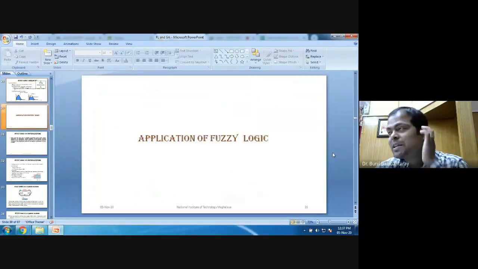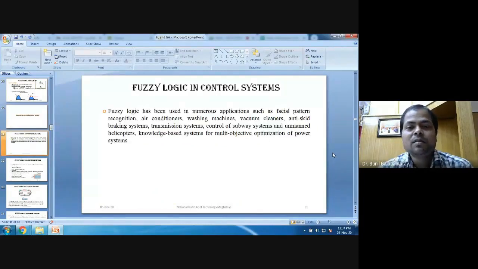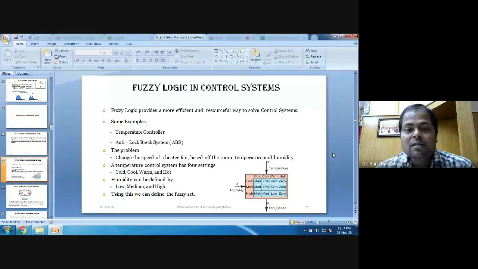Now let me go to the applications domain of fuzzy sets. Here we have a lot of applications. So basically in control system designing, some of you are asking regarding robotics, right? In the control system of a robot, we can design using fuzzy logic. And as all of you know, there are different washing machines you are using, vacuum cleaner you are using, anti-skid braking system, all of you have in your cars, transmission system, control of subway system, unmanned aerial vehicles, right? Unmanned helicopters, right? So all these are the different kind of applications of fuzzy logic with respect to development of control systems. Let me take a certain example.